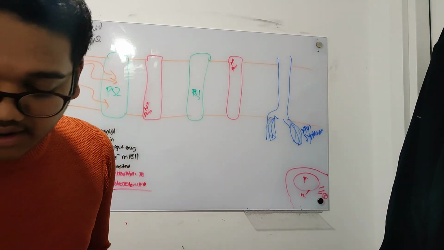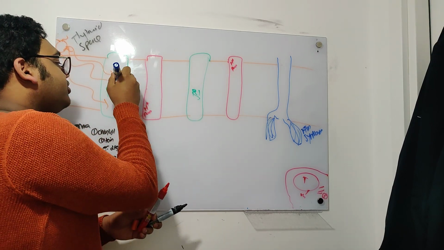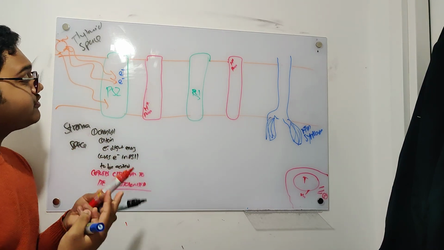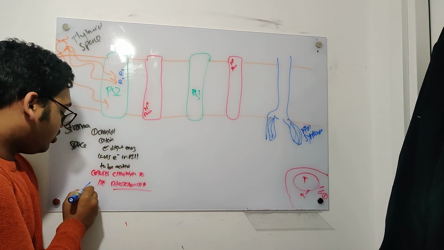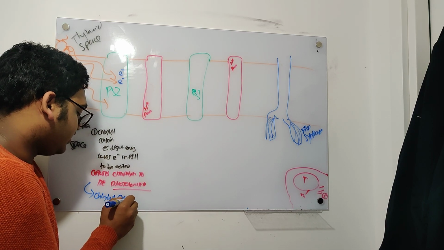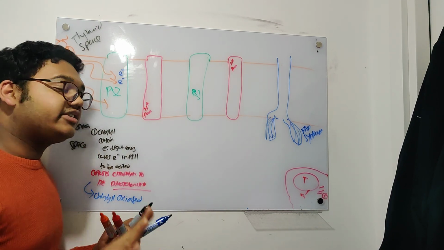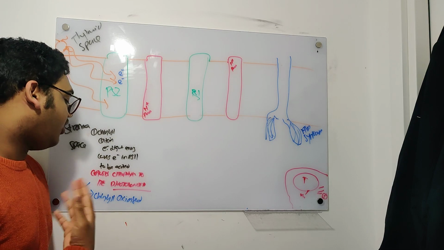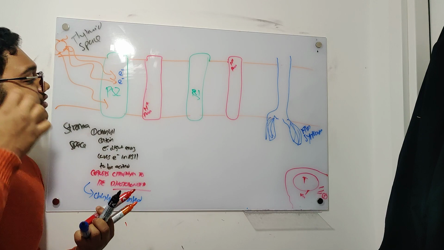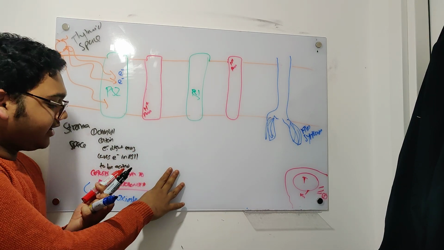So I'm going to draw out, what colour should I do? Let's do blue. So that energy causes electrons to be lost from the chlorophyll, and we say that the chlorophyll is oxidized. So chlorophyll oxidized. Now this is the chemistry part. OIL RIG. Oxidation is loss, reduction is gain. So oxidation, because that chlorophyll molecule is losing electrons, therefore it is oxidized. So that's the first step of what's happening here.